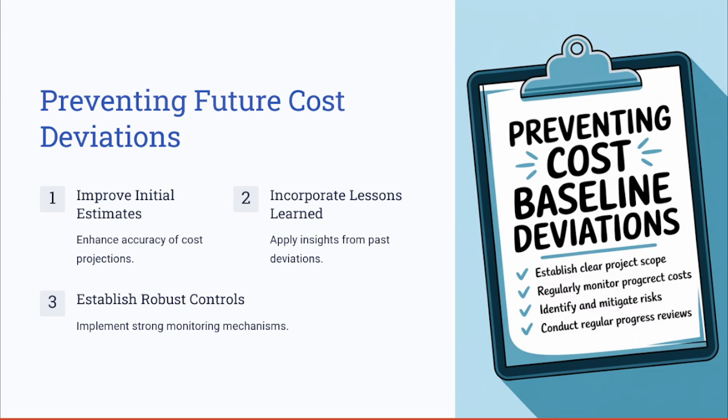How to prevent future cost deviation? Preventing the deviation starts with accurate initial estimates and applying the lessons learned and trend analysis. By improving the initial cost estimating accuracy, incorporating the lessons learned from past deviations, and establishing a robust monitoring and control mechanism, this is how you could also analyze the forecasts and the trends that your project is following in terms of cost spending, which can prevent these future cost deviation issues.